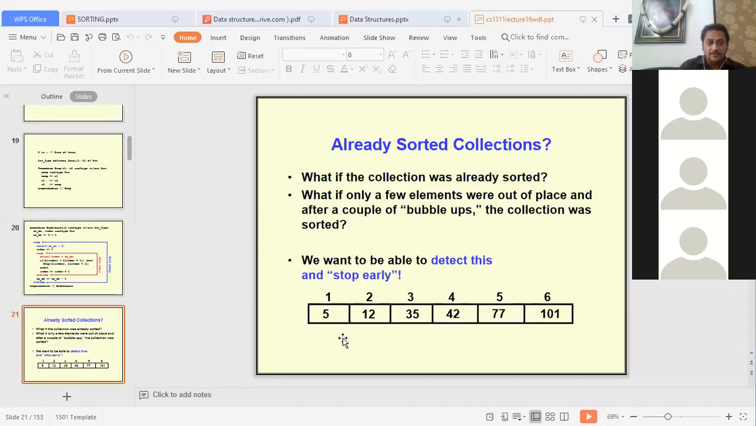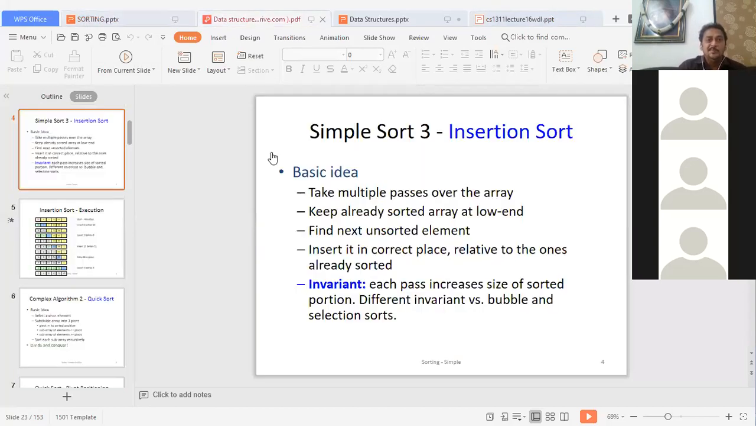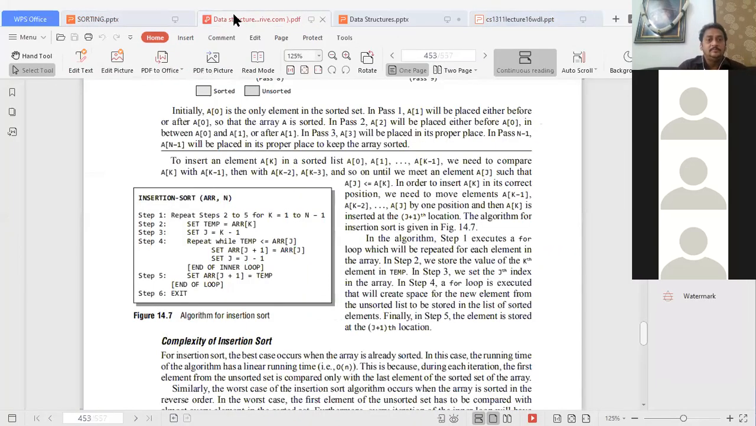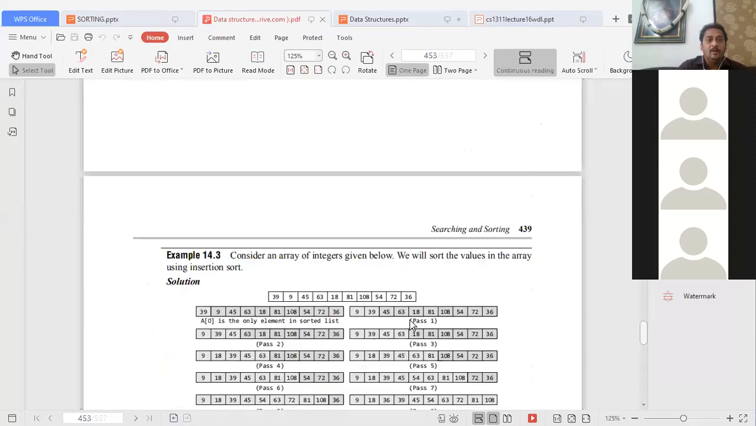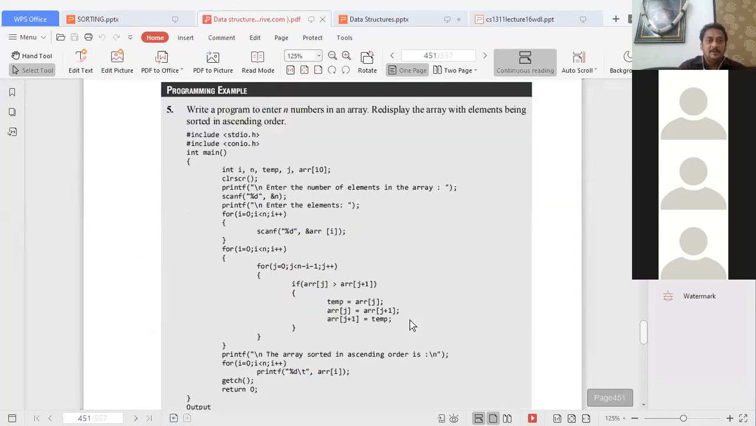Anyway, we are supposed to observe it. All this is written in Java, you don't need Java right now. Now we'll come back to the text. Okay, so this is the bubble sort explanation.